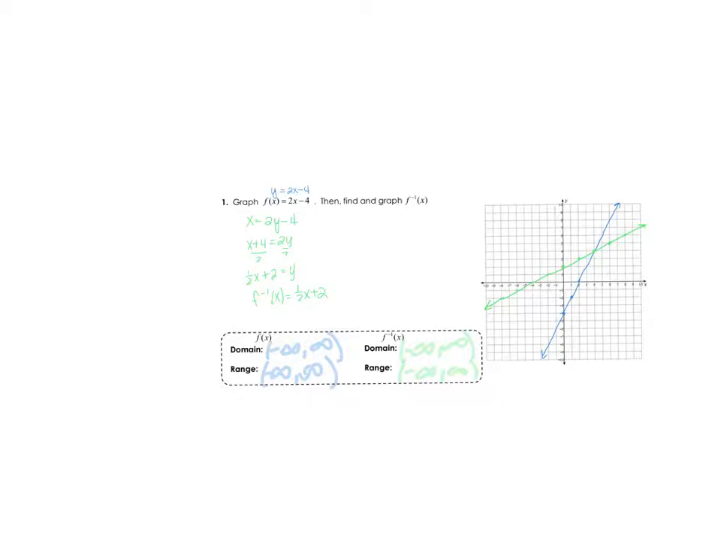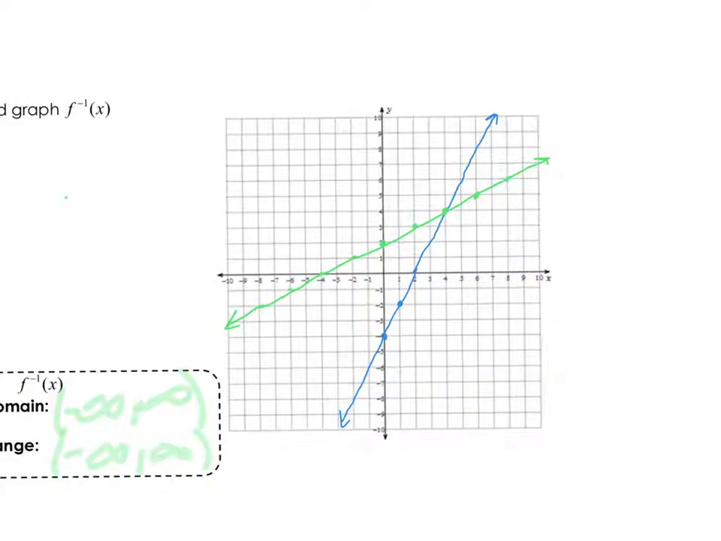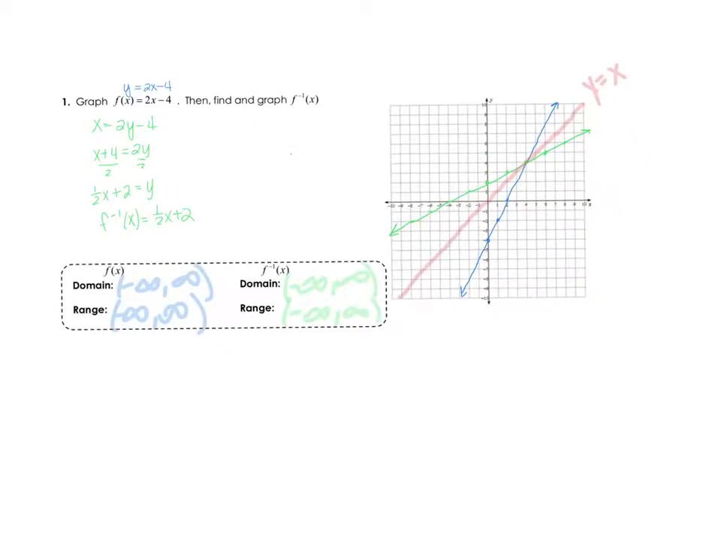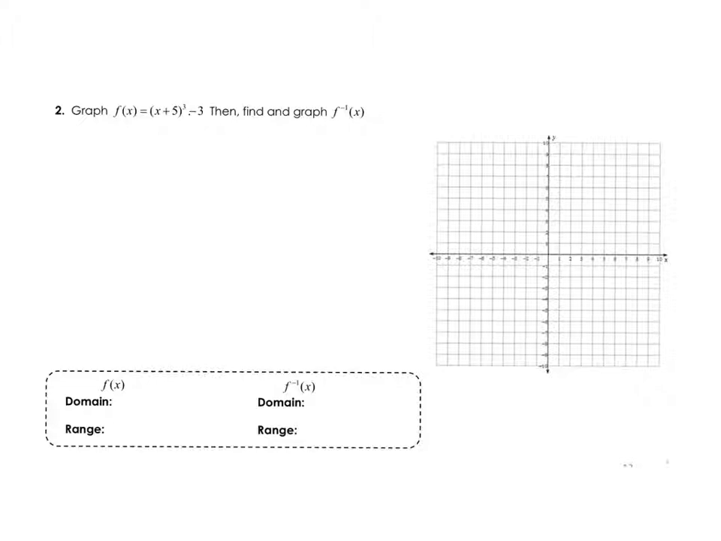One thing we did talk about yesterday as well is that the function and its inverse are always reflections over the line y equals x. So excuse my squiggly line here, but this red line that I just drew in is y equals x. So remember, keep this in mind. Any graph and its inverse are reflections over the line y equals x. So go ahead and pause and do number 1 on your worksheet if you haven't done it already, and come back to the video.